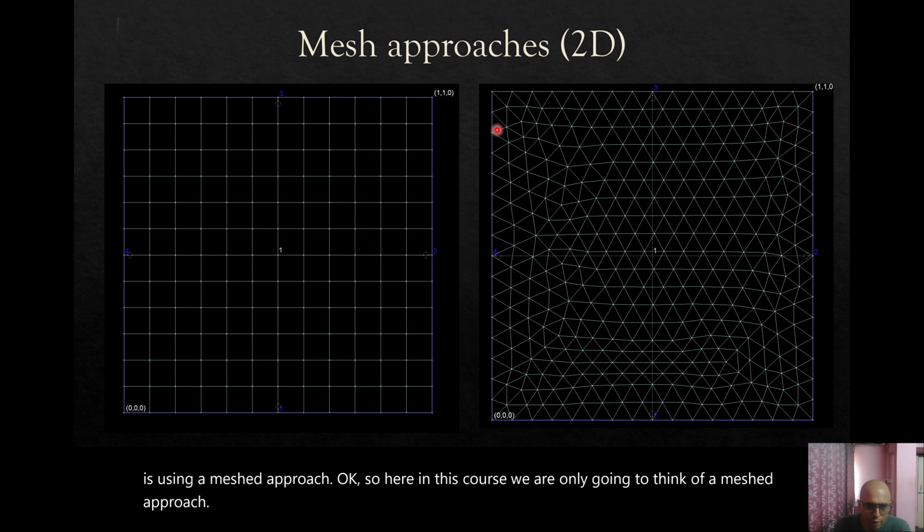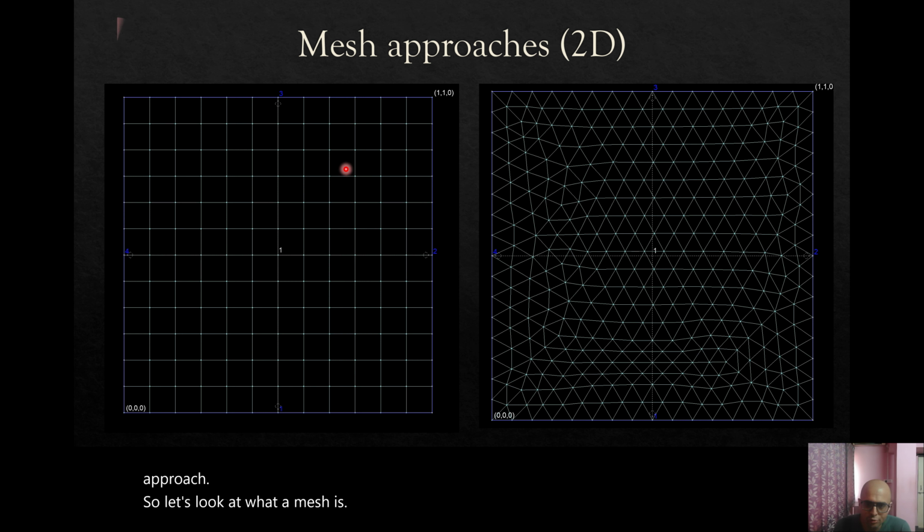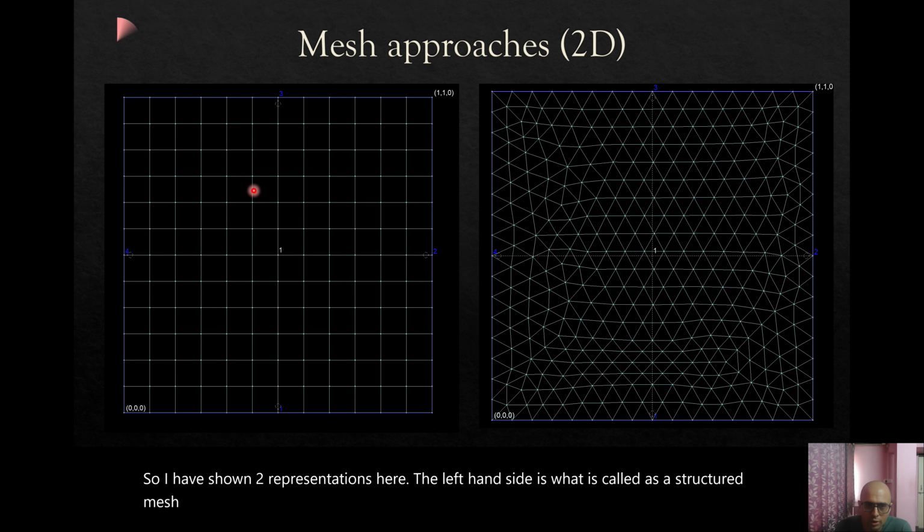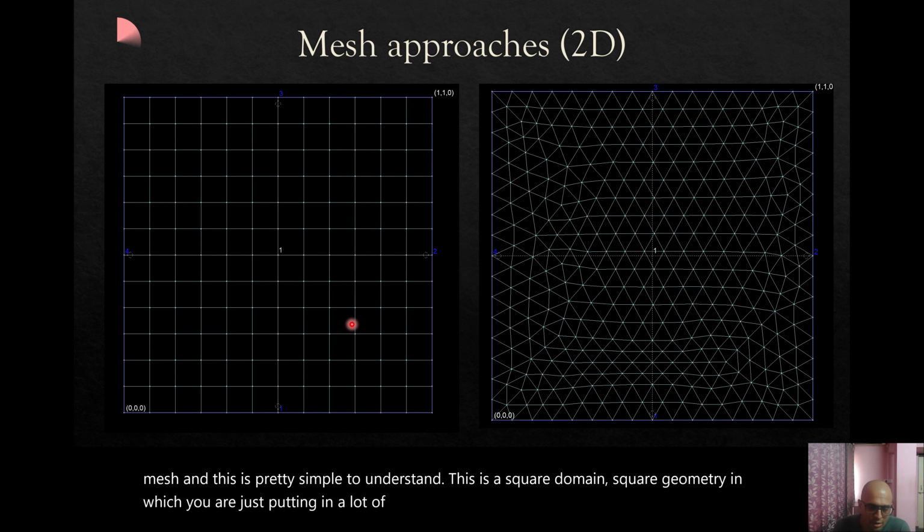So let's look at what a mesh is. I have shown 2 representations here. The left hand side is what is called a structured mesh, and this is pretty simple to understand. This is a square domain, square geometry, in which you are just putting in a lot of squares. Naturally, this can only be used for very overly simplified geometries.